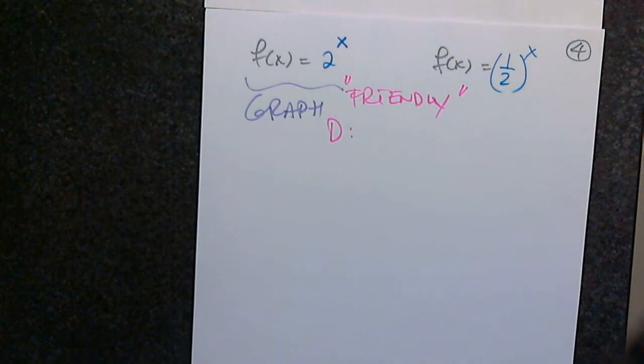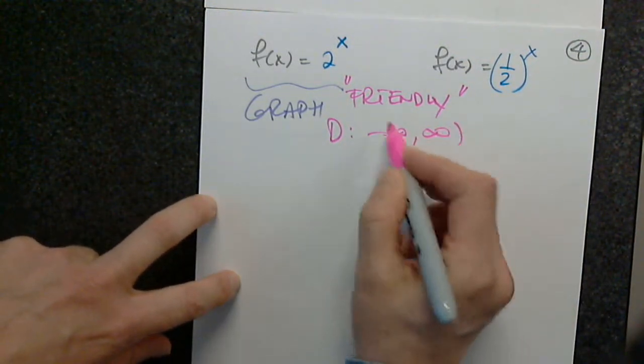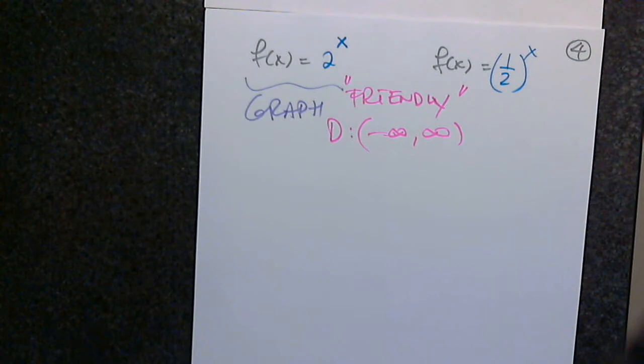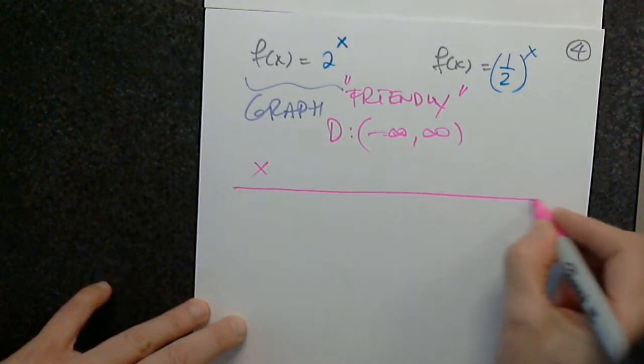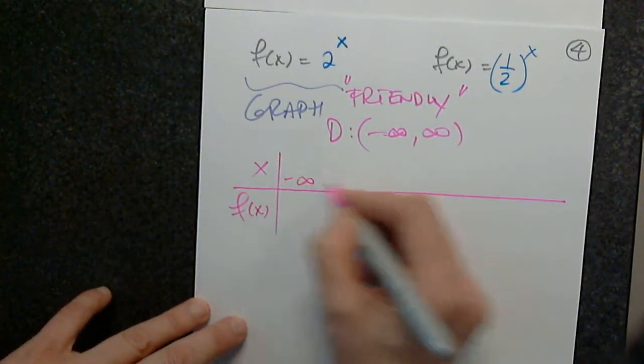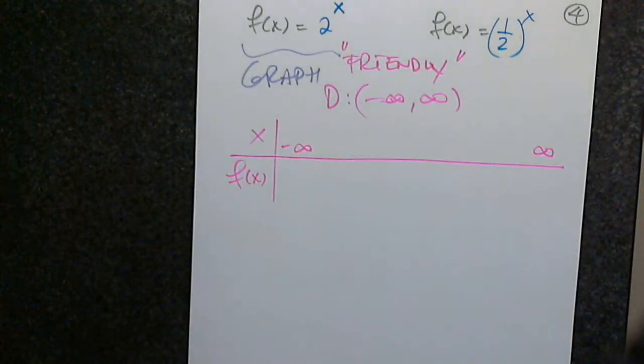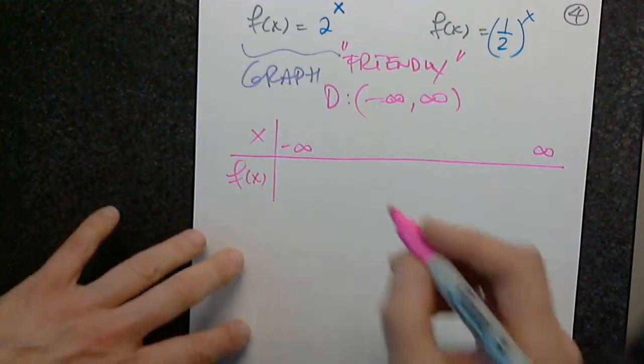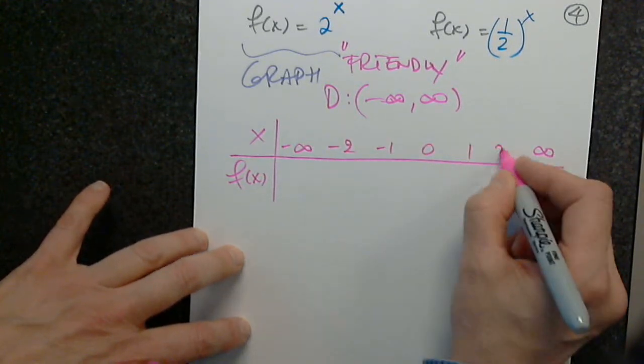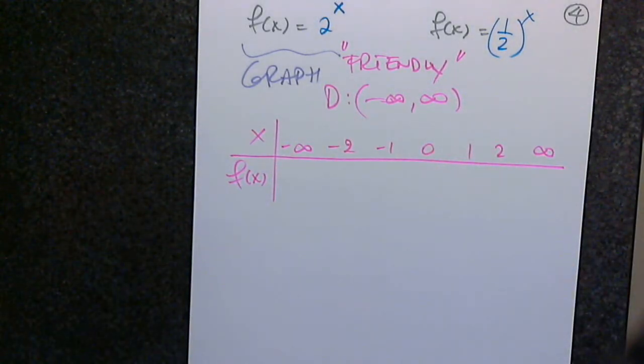Why do you think I like to call it friendly? It's because it does not have restrictions. All real numbers, friendly, like polynomial functions. It's not a polynomial function at all, but it's like a polynomial function when it comes to the domain. Very nice and friendly. I can plug in anything on the planet I want. I will always be able to give a number back. So I'm going to choose negative 2, negative 1, 0, 1, and 2. Some simple numbers to plug in.